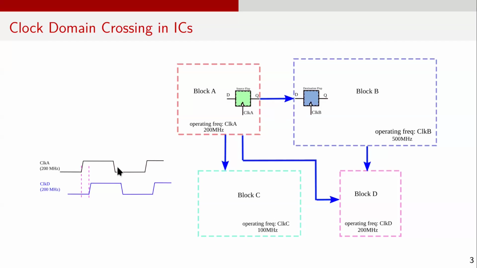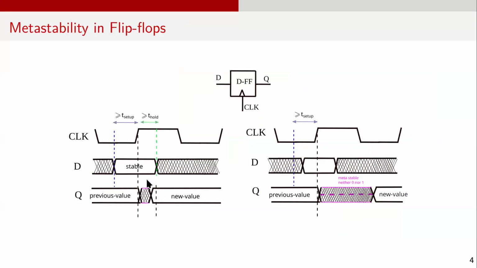An important detail to notice in this figure is that block A and block D both operate at 200 MHz. So at first glance, one might assume they are synchronous. In reality, their clock phases can differ at different edges, even by a fraction of a clock period. This varying phase difference means that the communication between two same-frequency blocks can also encounter timing issues if not properly synchronized.